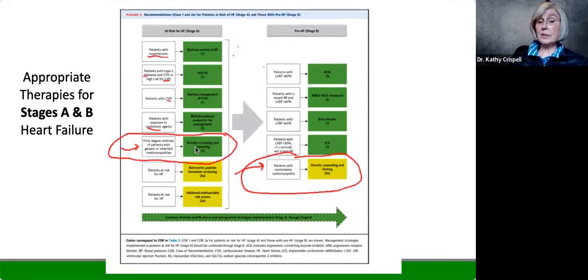Well, the intervention is to get genetically screened and get genetic counseling. Okay, so that's the intervention. So that's how these guidelines work.